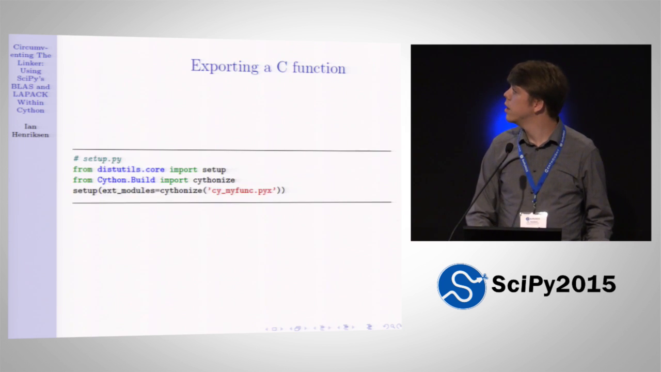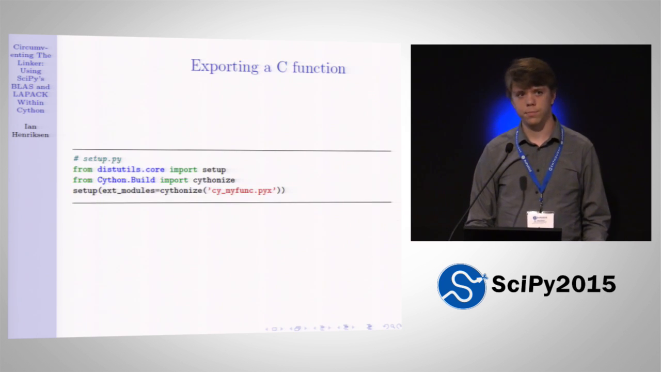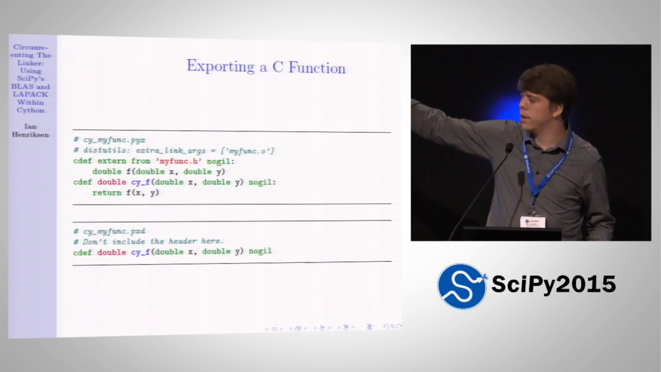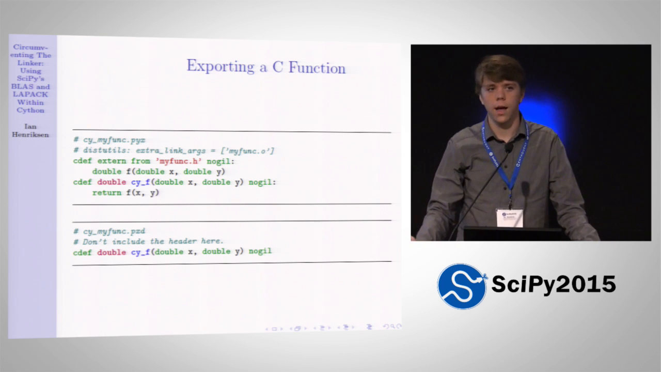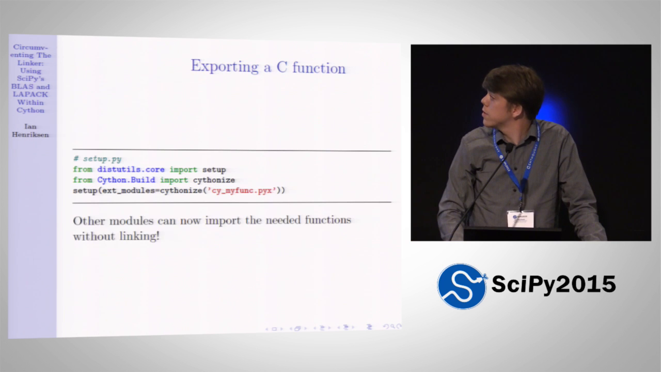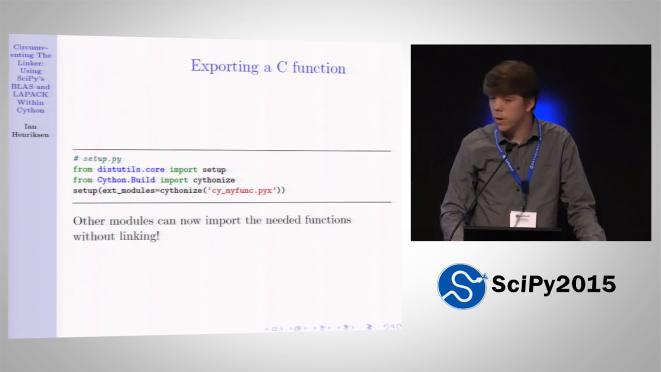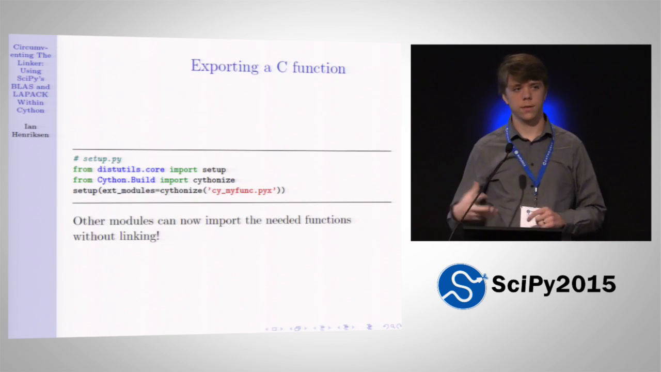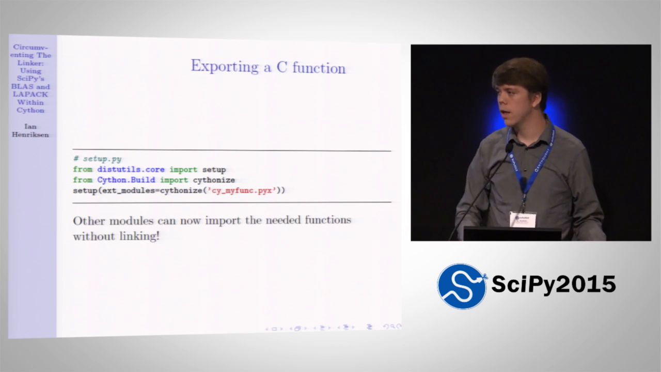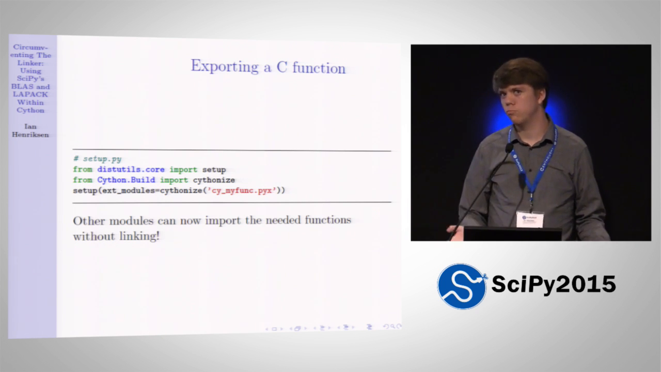And then there's a setup file. It's basically just a generic Cython setup, with the exception that in this previous slide I used a directive to tell it to link against the object file that I've created. So there's that. And other modules now can use this function. Once this is compiled and installed, they can use this without having to link at all. And that's really nice.